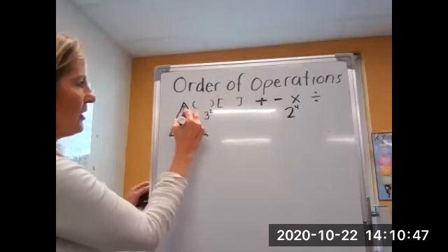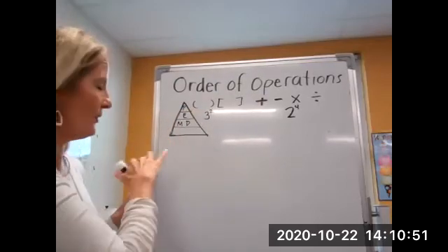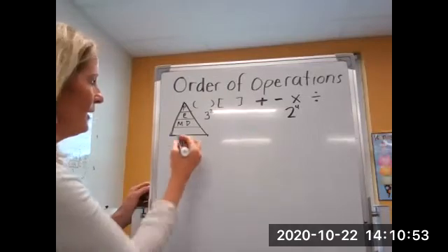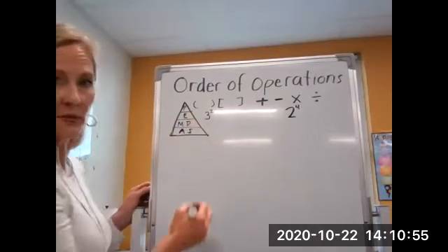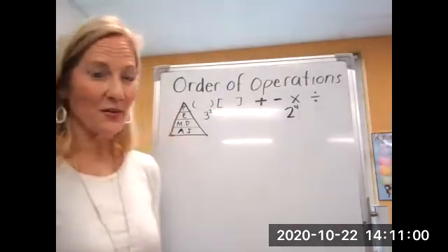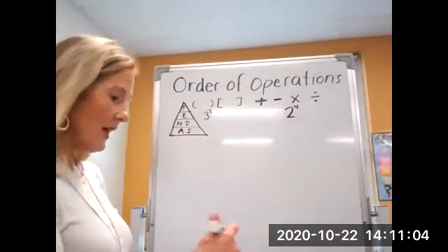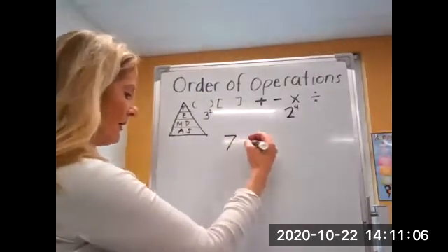Then you have multiplication and division. If you just see multiplication and division in an expression, you would just solve it left to right like you normally would. Same thing with addition and subtraction. But it's unlikely that you'll see just addition and subtraction or just multiplication and division. Let's go ahead and tackle some problems.